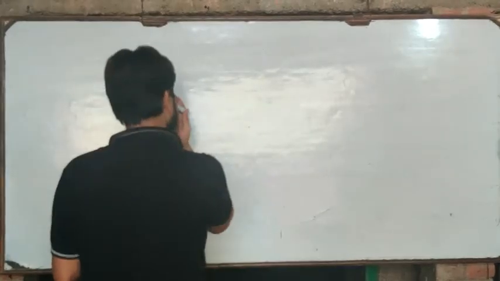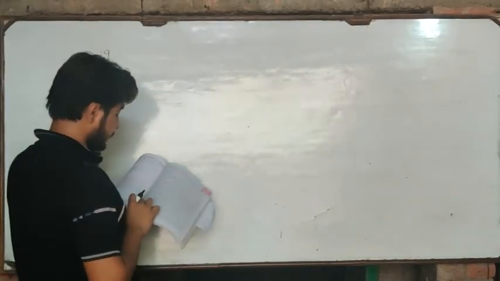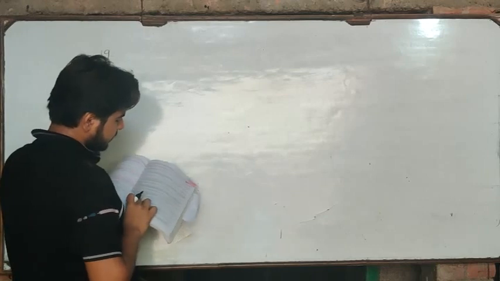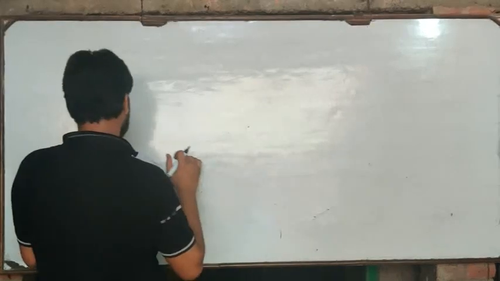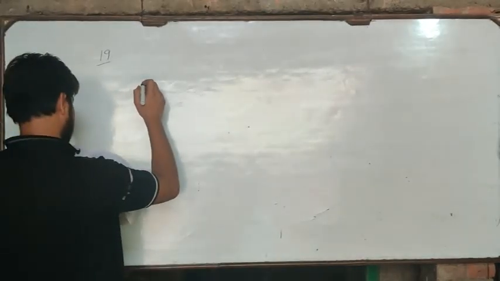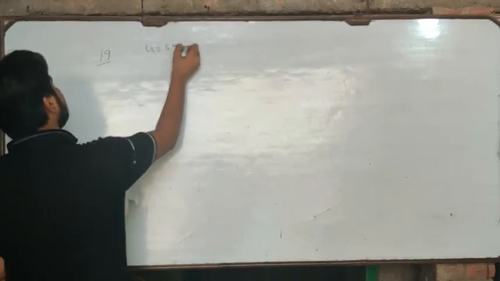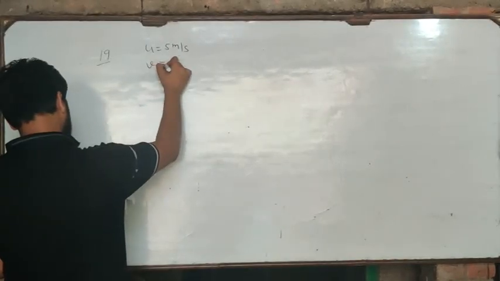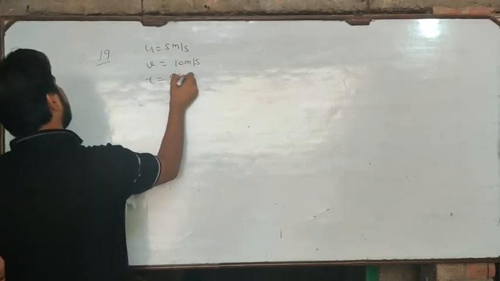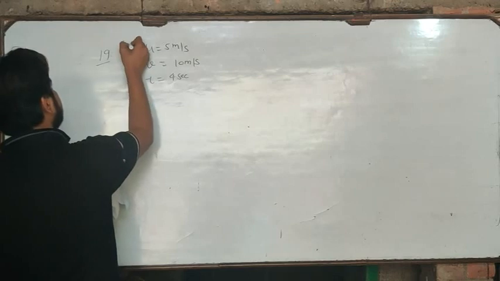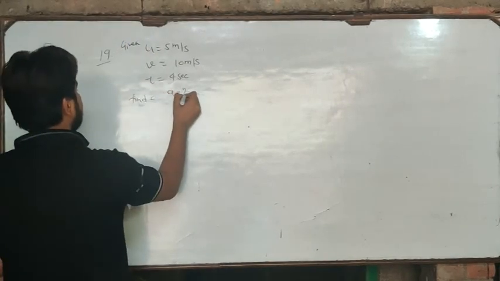Question number 19. A train traveling at 5 meter per second speeds up to 10 meter per second in 4 seconds. Find the acceleration of the train. Given: U is equal to 5 meter per second, V is equal to 10 meter per second, time is equal to 4 seconds. Find the acceleration in this process.